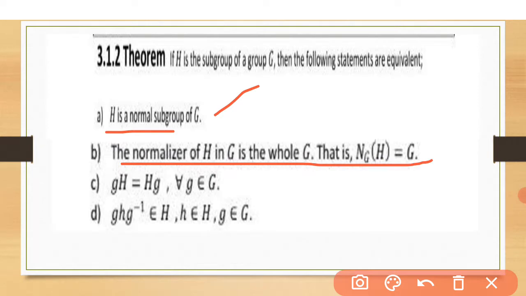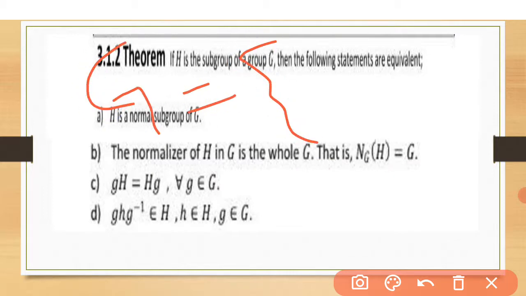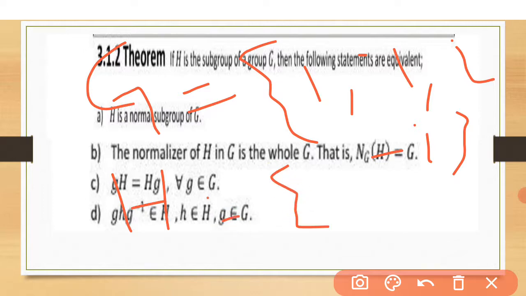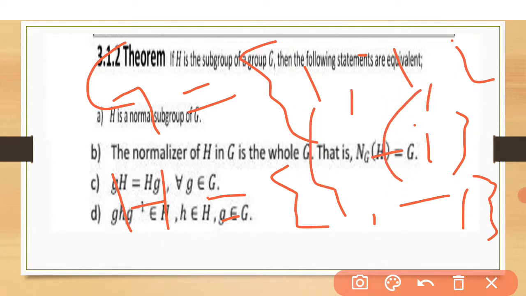The normalizer of H in G is the whole G. The normalizer means that if we take some elements from G and commute them with the elements of a subset H, say we have a group G = {1, -1, i, -i} and we take H = {1, -1}.